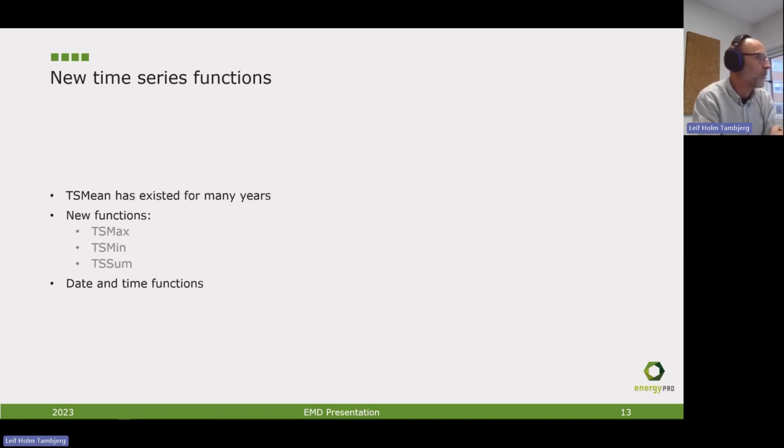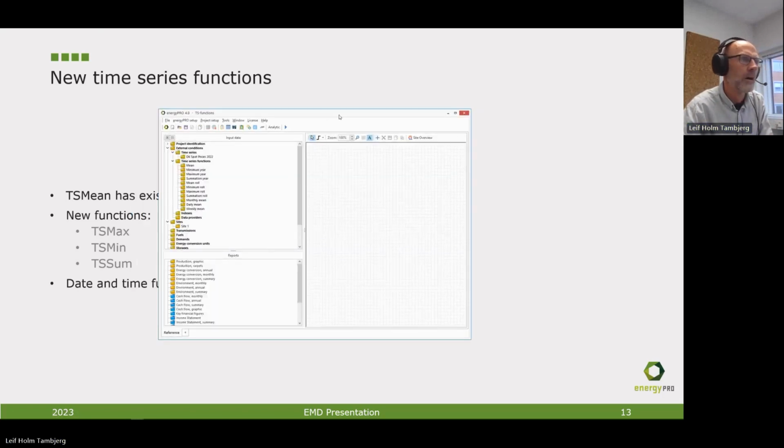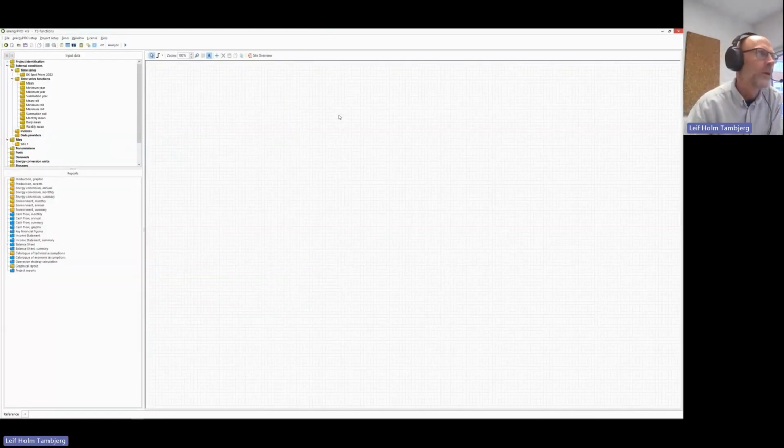So I'm just making ready. I have here another energyPRO model. As you see, it doesn't contain a lot. It only contains a number of time series. In this case, it's spot prices for 2022. And then we'd like to treat these time series. We'd like to find the minimum, the mean, max, and summation, and so on.